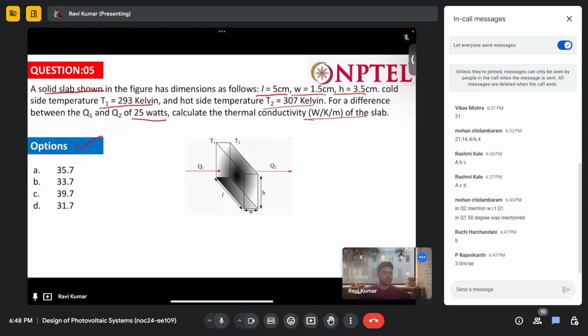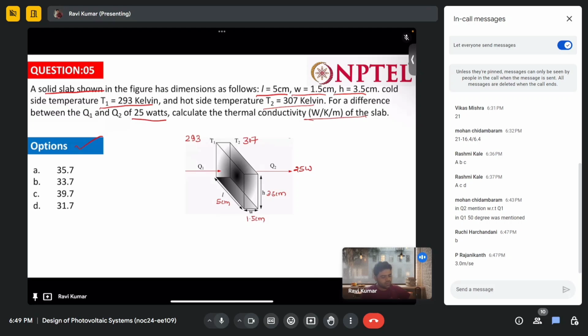Do you require a formula? What all things we have given? We have given T1, that is 293, T2, that is 307. The heat flowing is given as 25 volt. This L is given 5 centimeter. This H is given 3.5 centimeter, and this width is given 1.5 centimeter. These are the things already given.